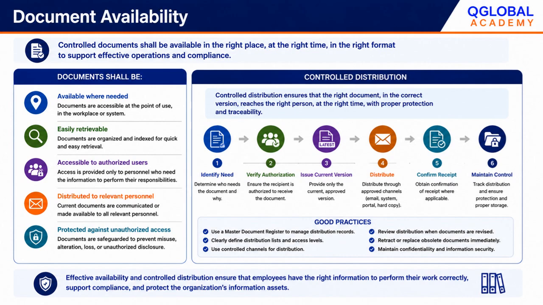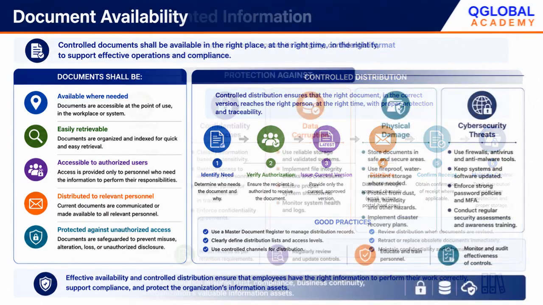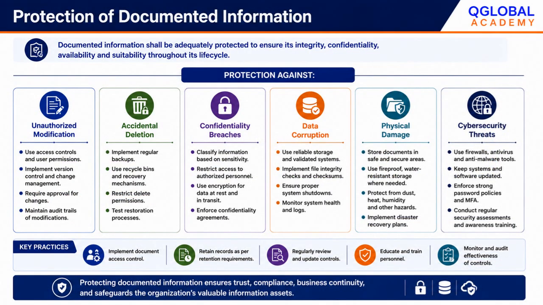Moving on to controlled distribution, this process ensures that the correct document, in its latest approved version, is delivered to the right person at the right time with proper traceability and protection. Documented information must be protected throughout its life cycle to ensure integrity, confidentiality, availability, and suitability for use.